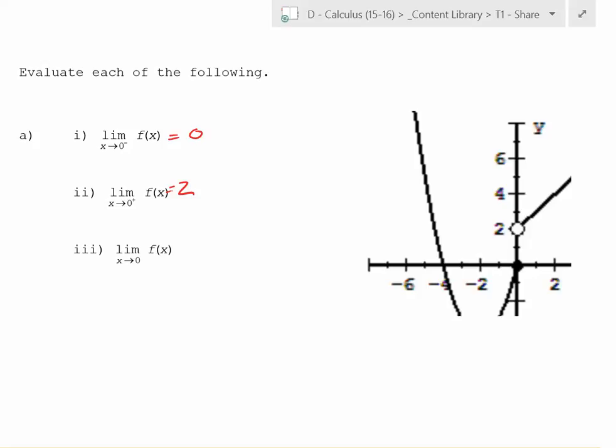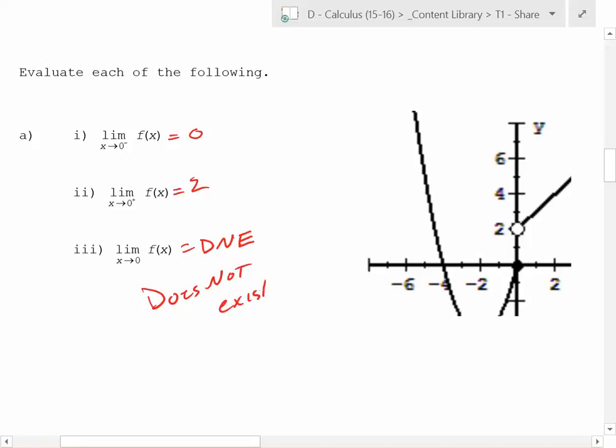Notice how there's no side there. That means the left and right have to agree in order for that to be a number. So if the left doesn't equal the right, you say DNE, which means does not exist. Danny used a great term, DNE.